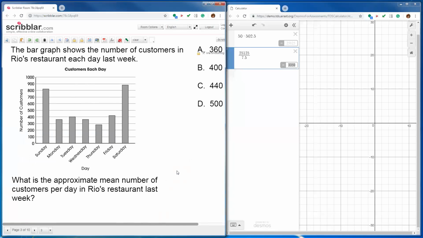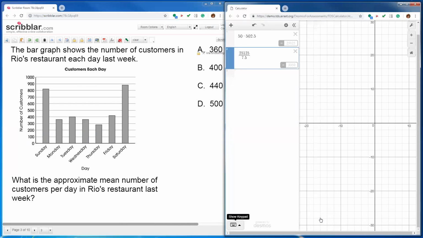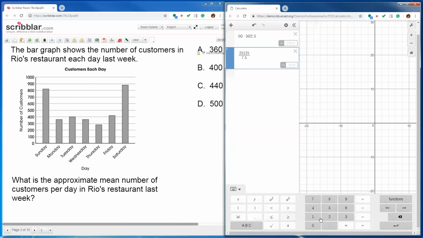As we've been working, you probably also noticed on the calculator that the keypad keeps minimizing itself. In the bottom left-hand corner, if you ever need to bring up the keypad and it's not coming up, you can click on it to show all the things you can type in on this calculator.